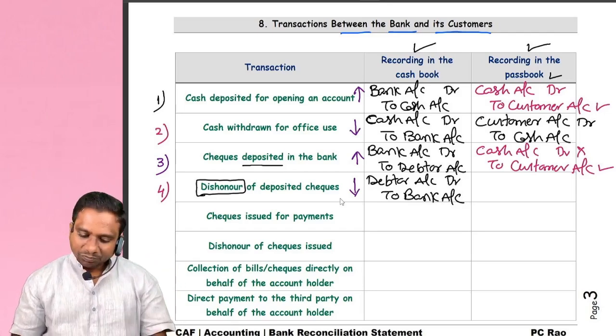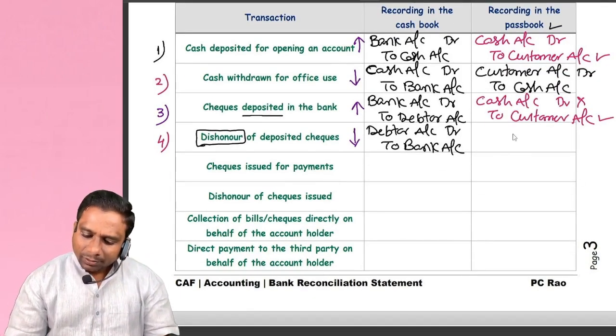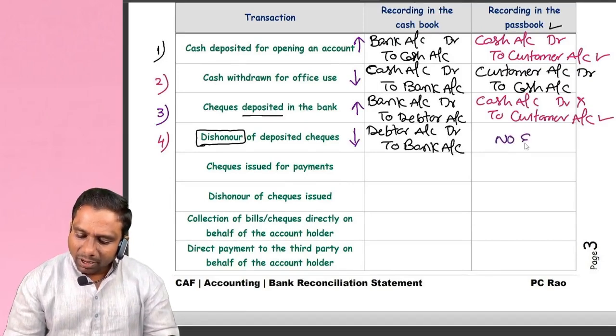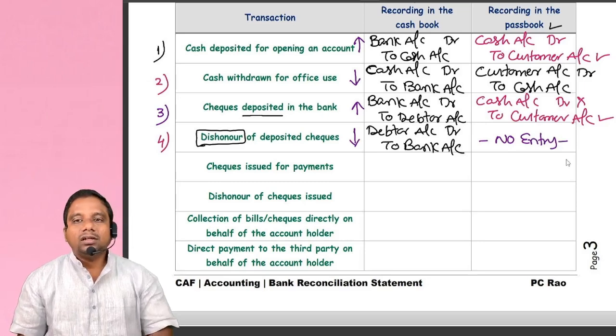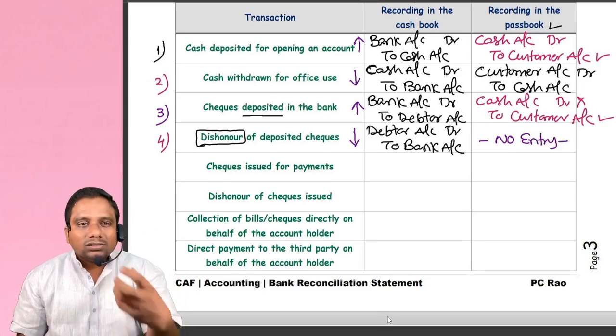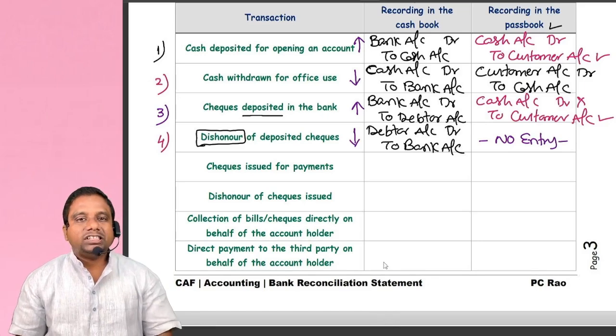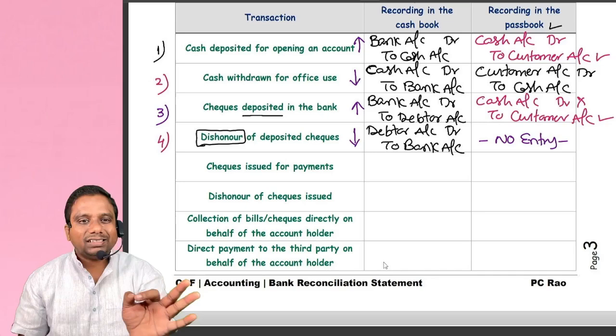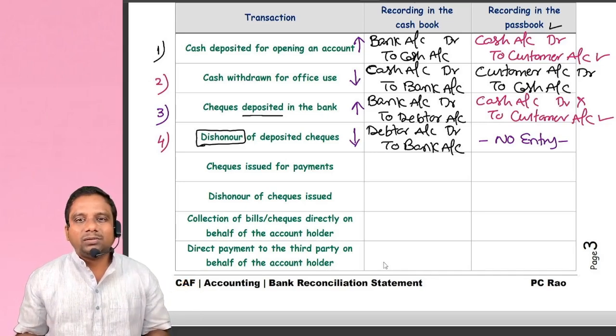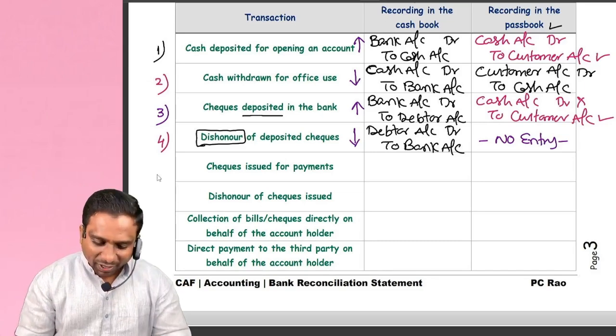Do remember. Next one. Here bank will not record any entry. Why, sir? See, bank records entry for check deposited only after its collection. Here bank has not collected the amount. Then why would bank record the entry? So no entry in the books of bank.